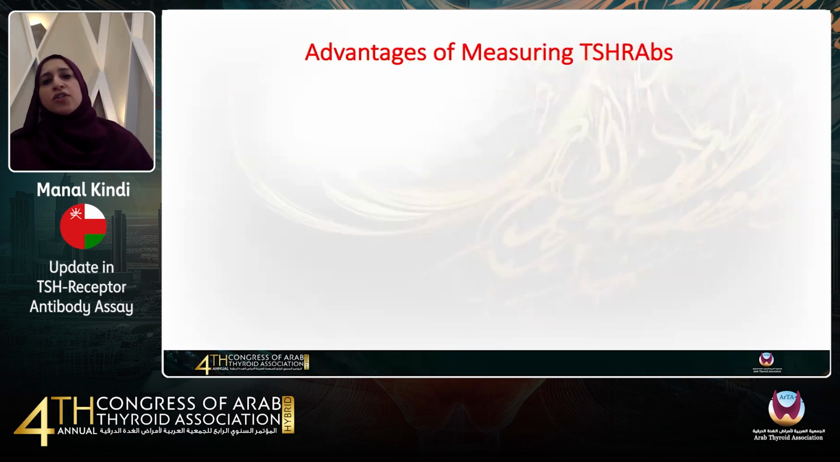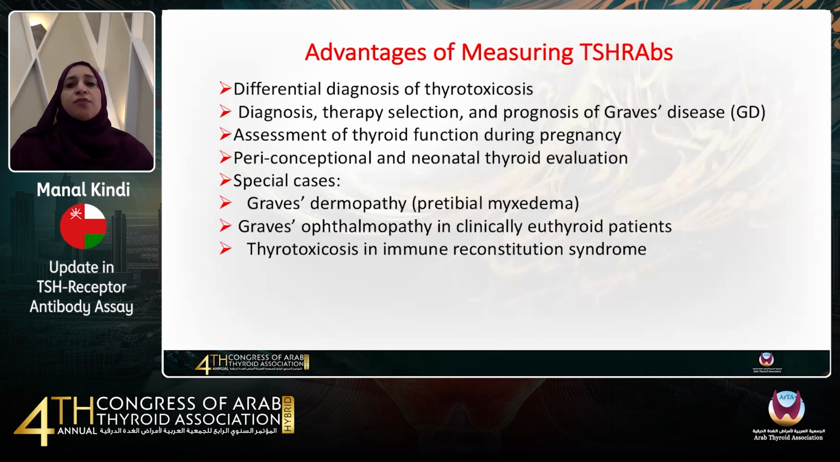What are the advantages of measuring TSH receptor antibodies? One is its use in the differential diagnosis of thyrotoxicosis. It's used in the diagnosis, therapy selection, and prognosis of Graves' disease. It's used in the assessment of thyroid function during pregnancy. It also has a role in preconceptual and neonatal thyroid evaluation. And it's important in special cases such as Graves' dermatopathy or Graves' ophthalmopathy. Sometimes it's used in thyrotoxicosis in patients who have immune reconstitution syndrome.